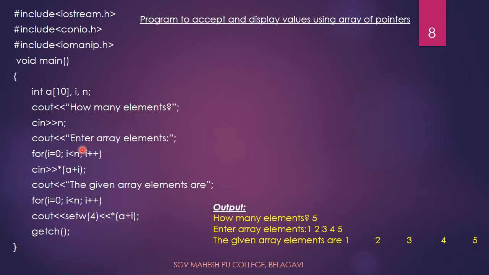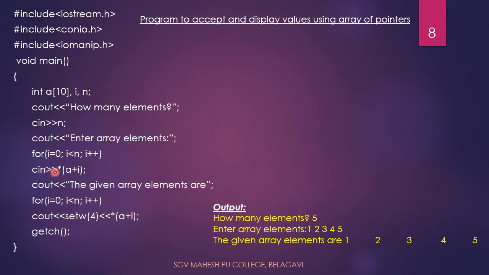Then I require a for loop. Why do I require a for loop? It's because I need to store the content of all the values in terms of arrays. Now I'm using an array here, a plus i. A is nothing but an array, and i is the subscript with 0, 1, 2, 3. This for loop will execute 5 times, because I've taken the value of n as 5.